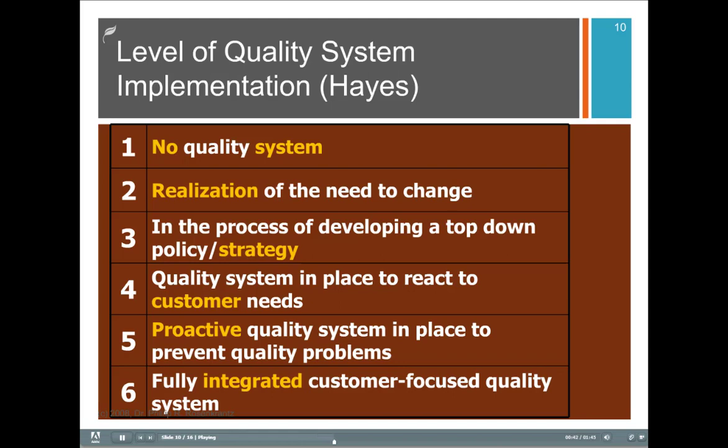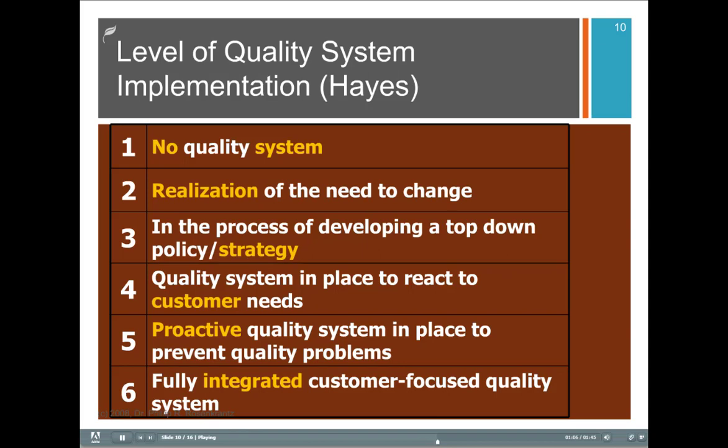The fourth level is where at least there's a quality system in place to react to customer needs. And we'll talk a little bit more about this later on. But we have both internal and external customers. But I believe at this point what we're referring to is responding to the external customer's needs.